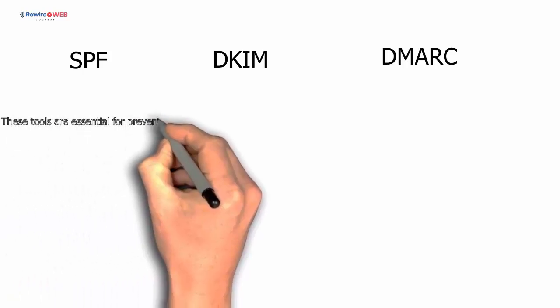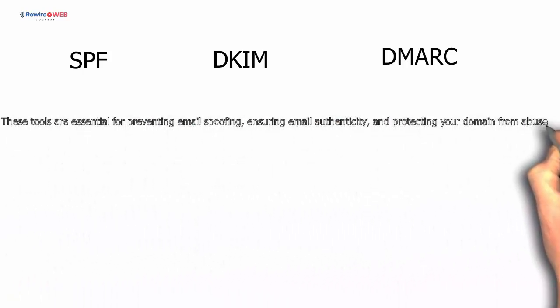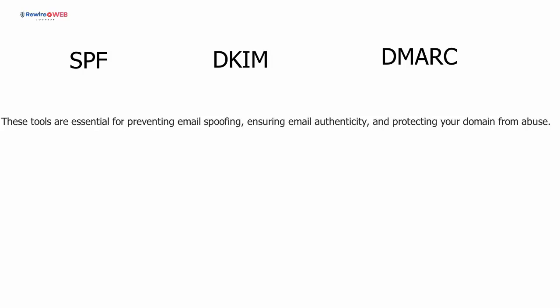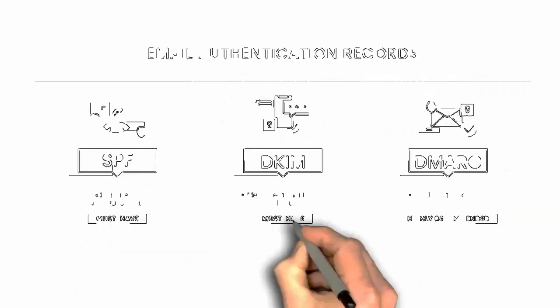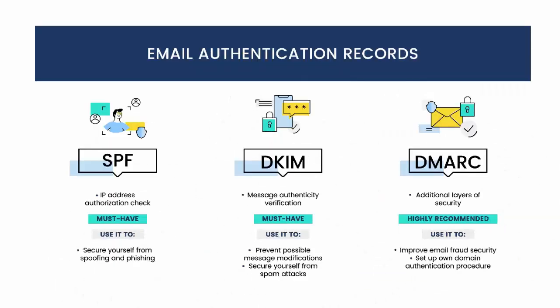These tools are essential for preventing email spoofing, ensuring email authenticity, and protecting your domain from abuse. Whether you're managing transactional emails, marketing campaigns, or internal communications, understanding these protocols is key to maintaining trust and deliverability. Let's dive into how each of these works, their configuration, and best practices for implementation.